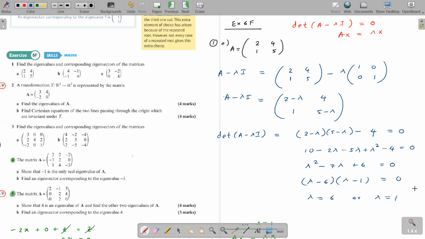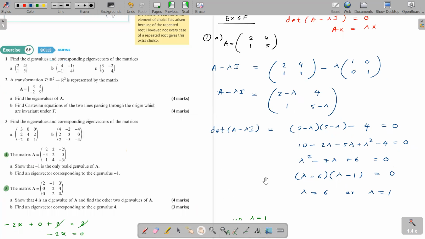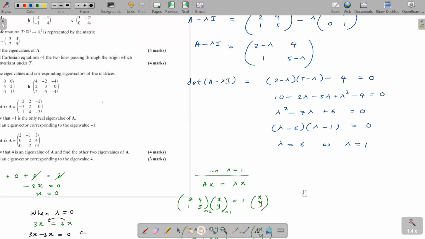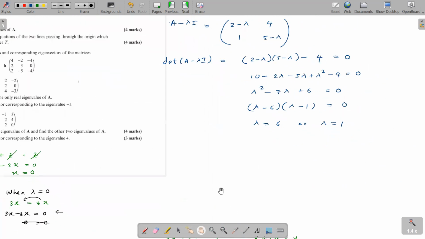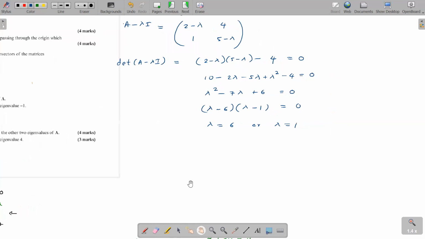So what are these lambda values? These lambda values are what we call eigenvalues. Then we use the lambda values to calculate the eigenvectors. So how do we get the eigenvectors?